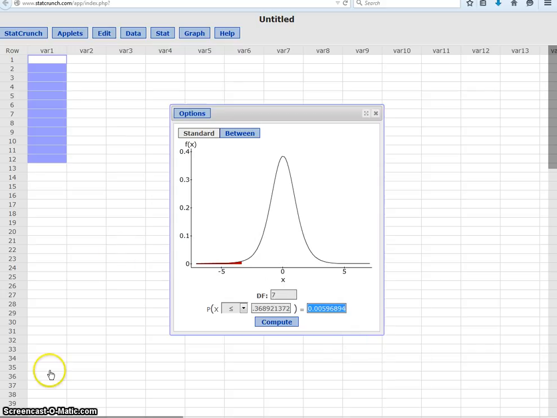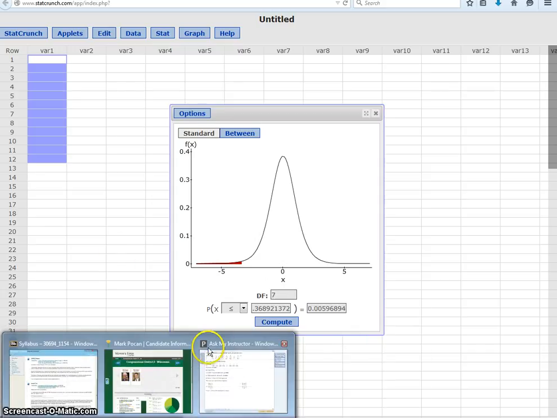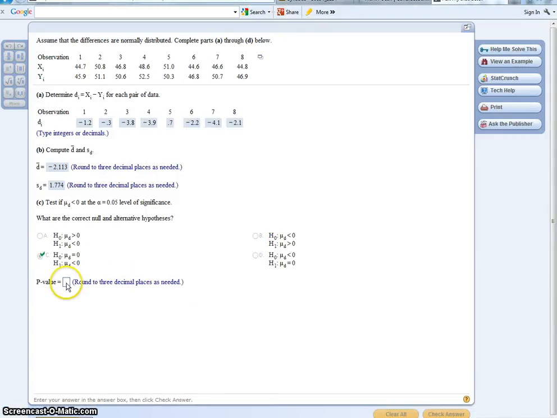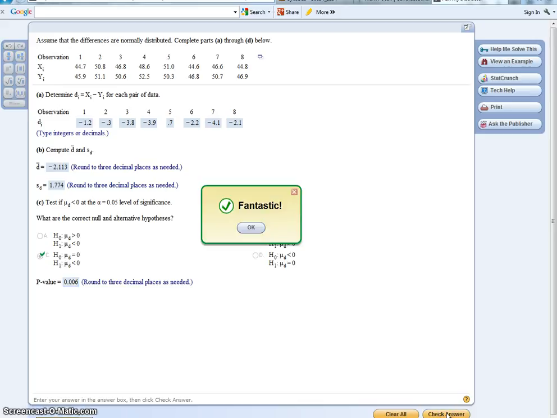So I'm just going to copy this and then go back into StatCrunch here and paste it. And then I'll just round this to 3 decimal places. So if you round that, right, that should give you the answer. And then if you check your answer, right, that should hopefully work out. Right? So okay, well, I hope that makes sense. If you guys have questions or anything, just let me know.